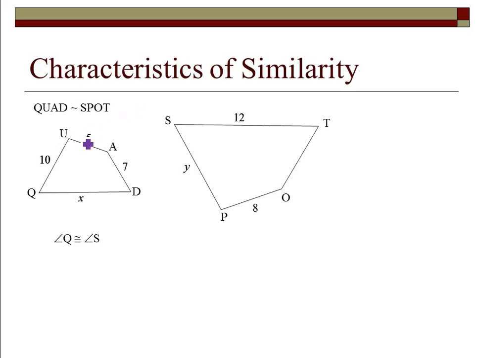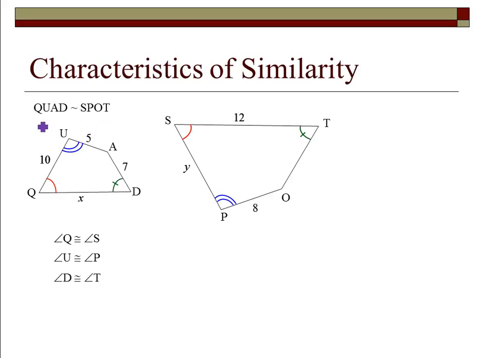So angle Q, which is in the same position on my list as angle S, I know that Q and S are congruent. U and P have the second spot in my description of the similarity, so U is congruent to P. A will match O, and angle D is congruent to angle T. So all the corresponding angles are going to be congruent.